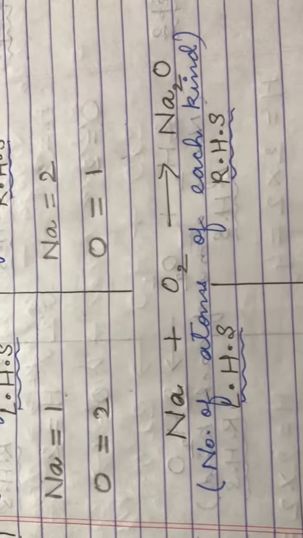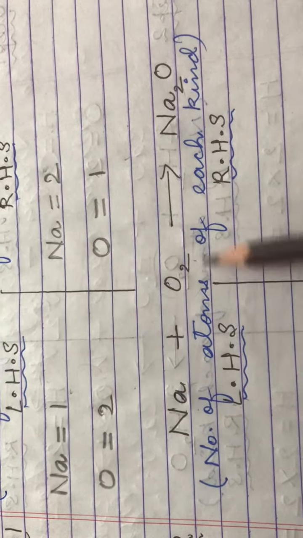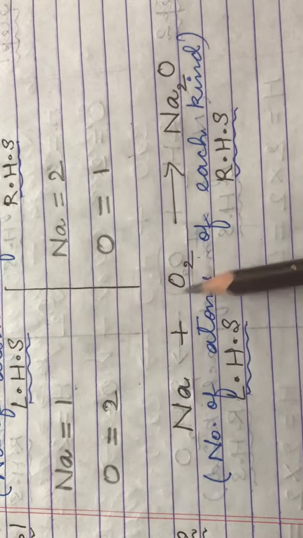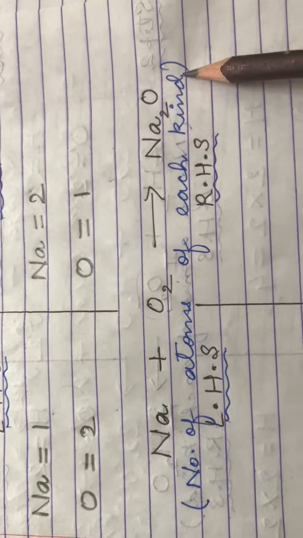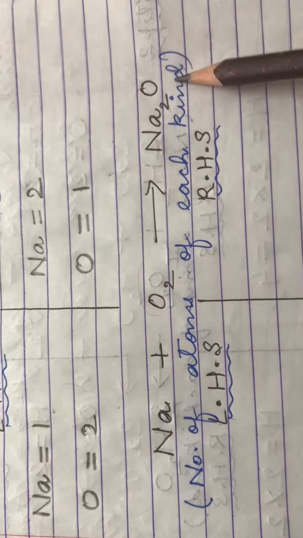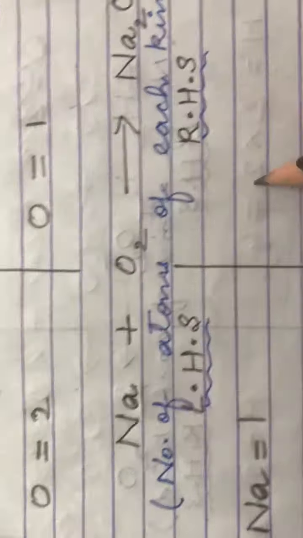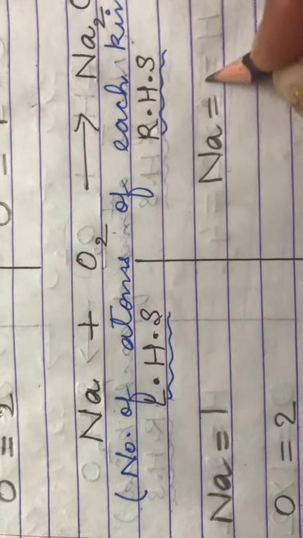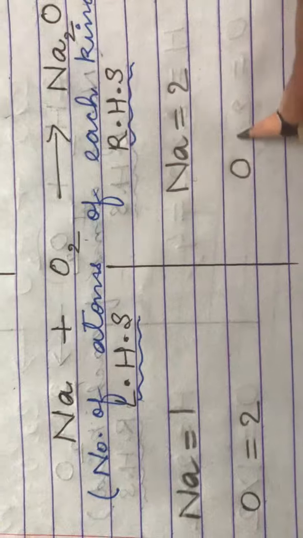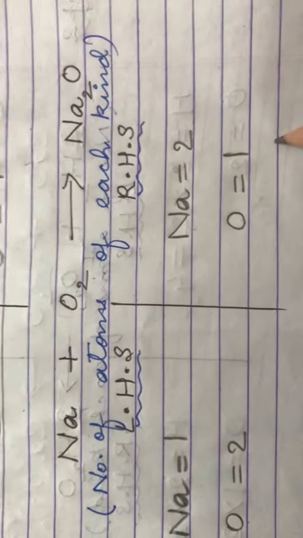We follow the same sequence. Since there are one atom and another molecule on the left hand side and there's only one molecule on the right hand side, we start by balancing from the right hand side. So let's write it as it is. Sodium is 1, oxygen is 2 on the left hand side, sodium is 2 on the right hand side, and oxygen is 1 on the right hand side. So we have to make this oxygen 2.